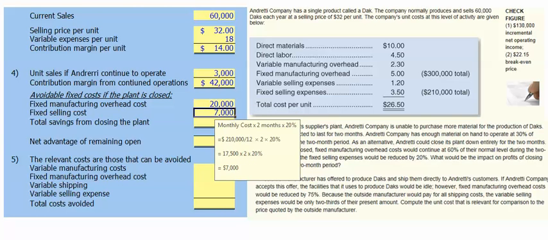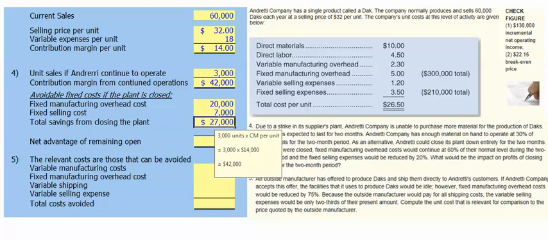Our fixed selling cost, we're told that we would still incur at 80%, so 20% would be our savings. So if we take our $210,000 total selling cost, divide it by 12 months, we get $17,500 per month. For a 2-month period then, we would have a total of $35,000. And we're told that we could reduce our selling expenses by 20%. So 20% of $35,000 would be $7,000 in savings. Thus, the total savings from closing the plant would be $27,000.